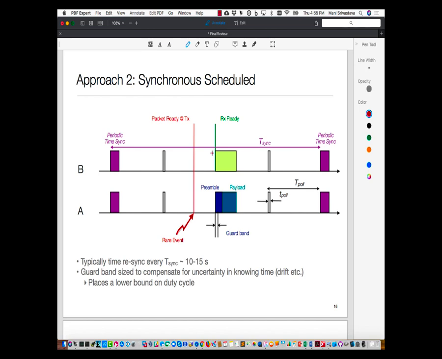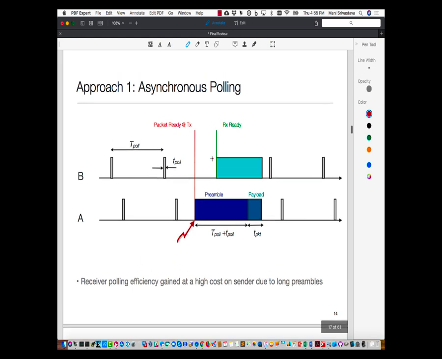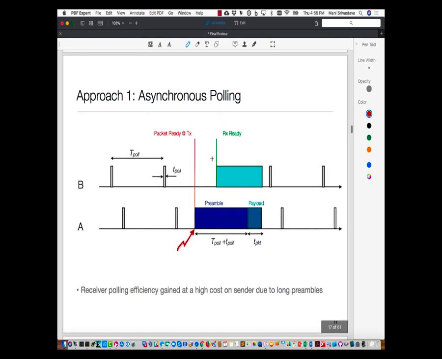So prior sync is one approach, and the other approach is what is called preamble sampling. That is equivalent to, say, I call you: how long should I let the phone ring so that you will come to the phone? If I let the phone ring only a little bit, then you may not pick up. It's the same concept here.